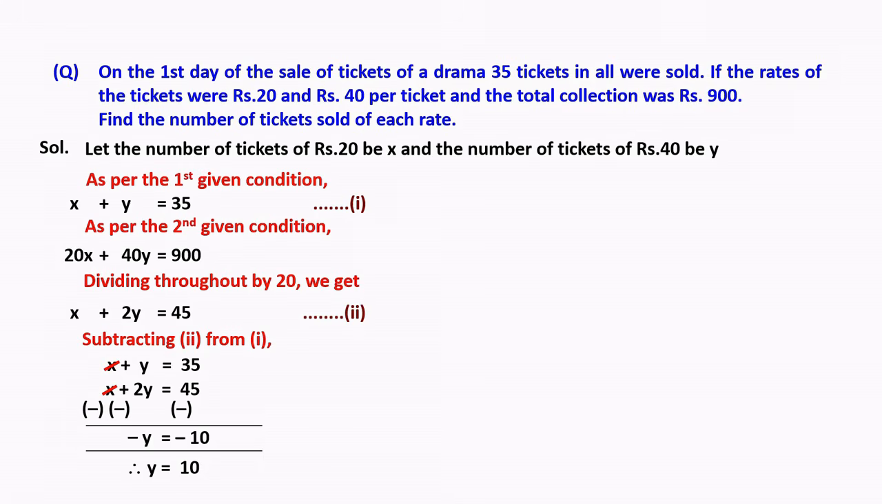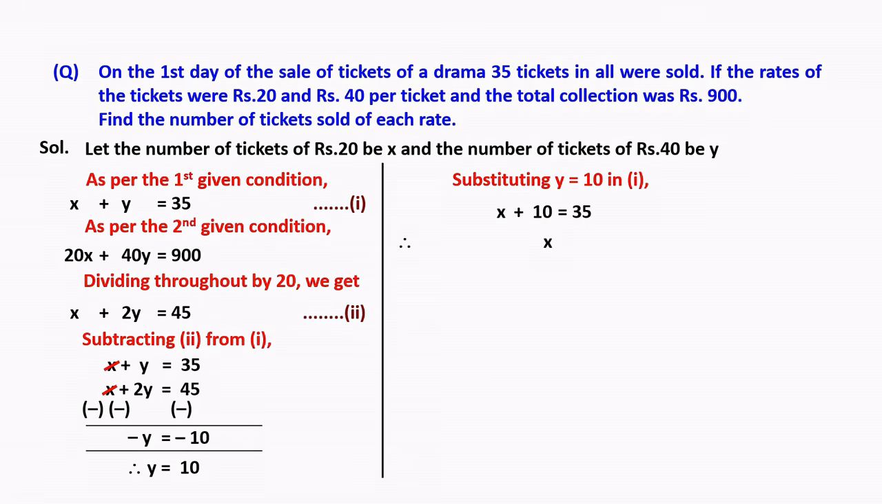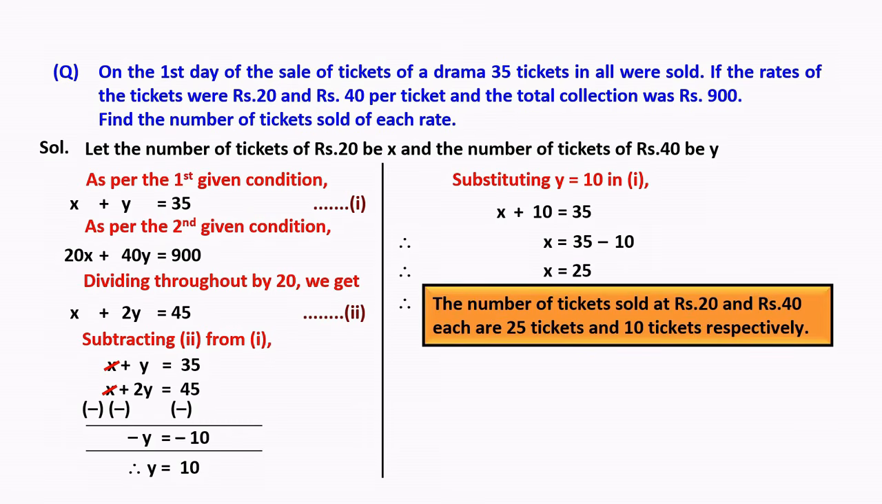Now, substituting y equal to 10 in equation 1, x plus 10 is equal to 35. So, x is equal to 35 minus 10. Therefore, x is equal to 25. Hence, the number of tickets sold at 20 rupees and 40 rupees each are 25 tickets and 10 tickets respectively.